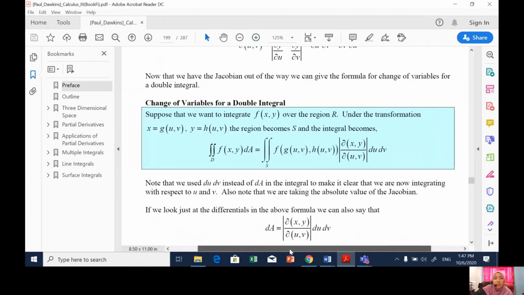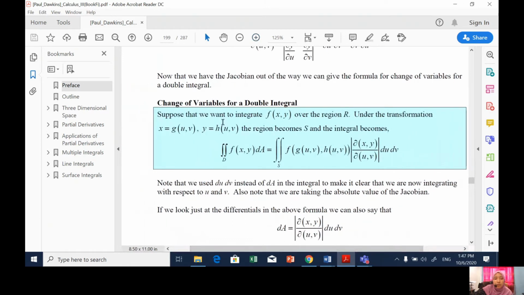In the double integral, the change of variable will be as follows. Suppose that we want to integrate the function f(x,y) over the region R under the transformation for x and y as follows. The region becomes a new region S and the integral becomes like this. The one on the right hand side is the new integral.